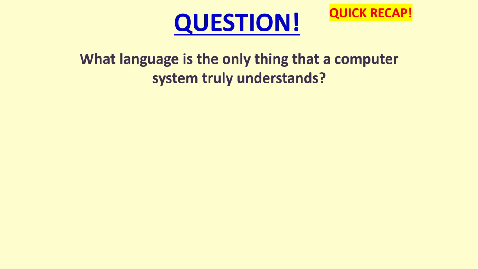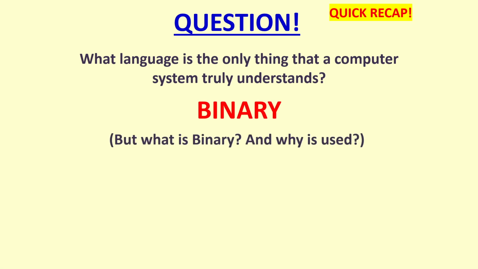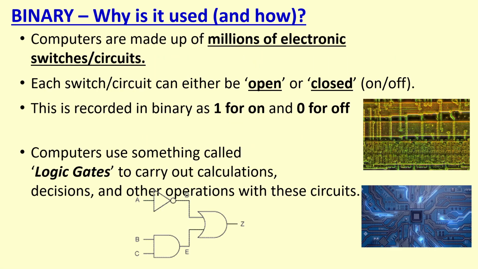Okay, firstly, before we start on the logic gates, remember, binary. Everything on the computer is done in binary, ones and zeros, base 2, but why is it used? Binary is used because computers are made up of millions of electronic switches or circuits. Each switch can either be open, closed, on or off, and this is recorded with 1 is on and 0 is off. And logic gates are basically the way of carrying out calculations and decisions based on these inputs and their Boolean outputs.